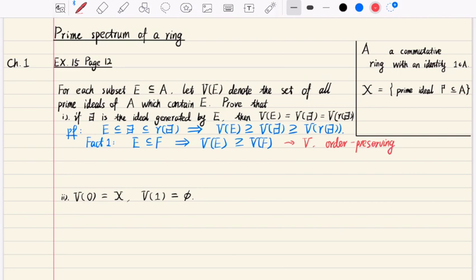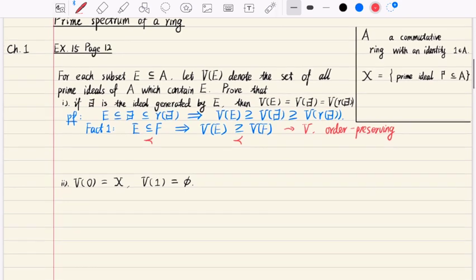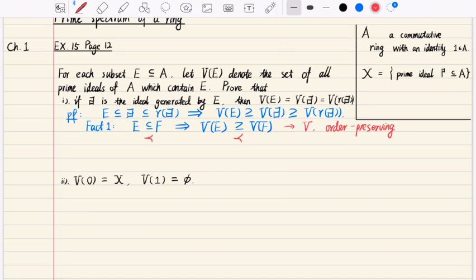The set of subsets of A has an order given by inclusion, like this. But the order for the subsets of X is a little bit different. We say V(E) is smaller than V(F) if V(F) is contained in V(E). So this is the first one.